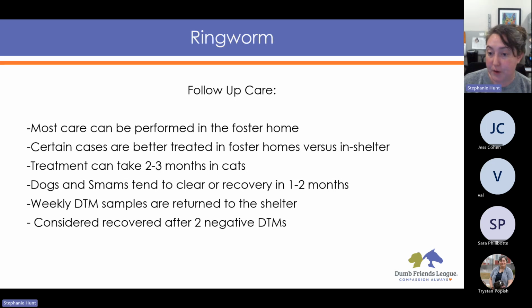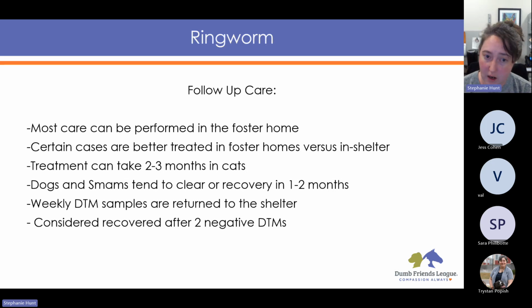Follow-up care: if you're caring for ringworm in your foster home, a lot of what we need to do can be done in the home. We can send you home with the medicated shampoo, the oral medications, and a scale to get weekly updated weights. We can send you home with the toothbrushes to collect those spores; put the toothbrush in a Ziploc bag and bring it into the shelter.